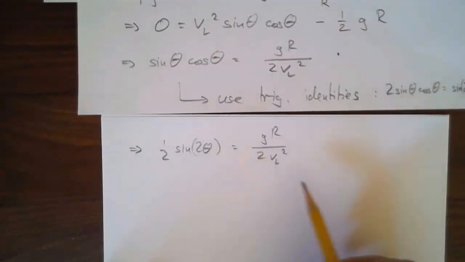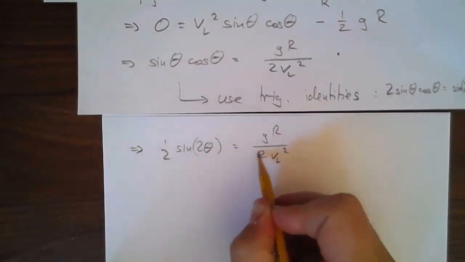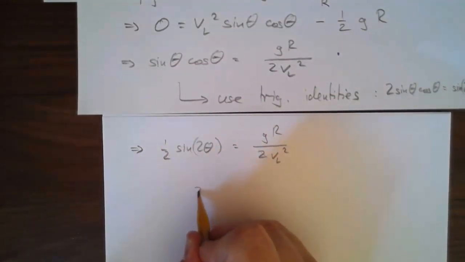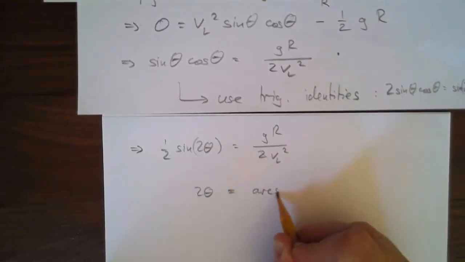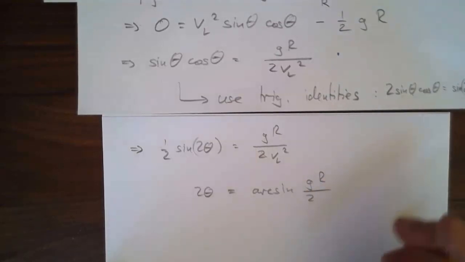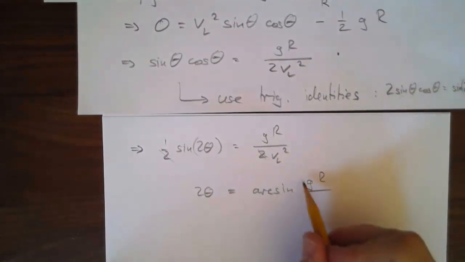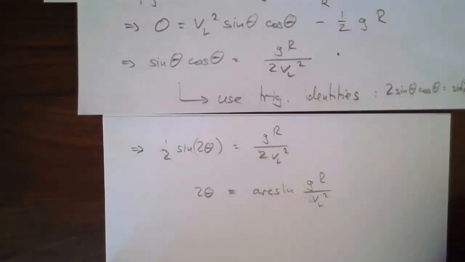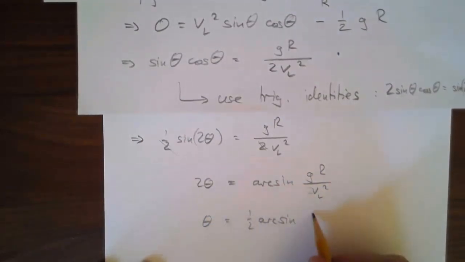And now I can simplify this a little bit. So this half is going to cancel with this. Then I get that 2 theta is the inverse sine, the arc sine of gr over, not the 2, we've cancelled out this 2 with this 2, just VL squared. And I guess I want to go all the way. I can have theta equals 1/2 the arc sine of gr over VL squared.